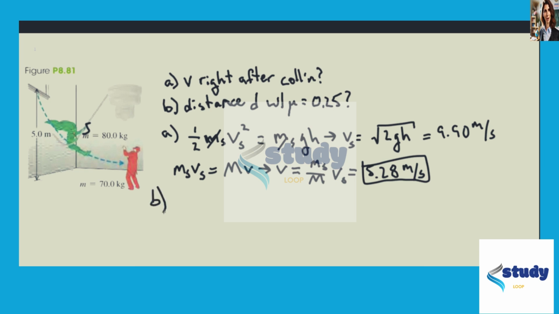Now B, this is entirely an energy question because we have some initial kinetic energy, 1/2 m v squared, and it needs to be equal to the work done by friction. So the force of friction is mu times the normal force, which in this case is just their weight. And then to get the work, we multiply by the distance d they travel.